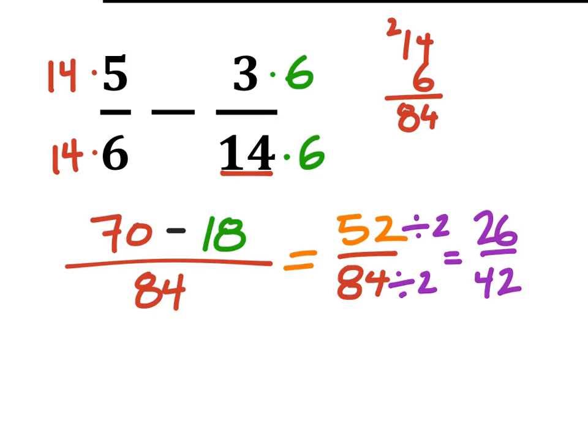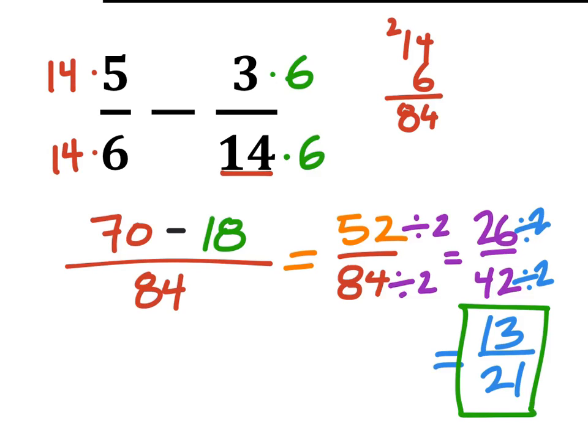So again, I can take this and divide it by 2 once again, which I will do. So I got to divide these by 2, and I got to divide these by 2. 26 divided by 2 is 13. 42 divided by 2 is 21. Now we have a fraction that is fully simplified. 13 is prime, and it has no common factors with 21. So that is the final answer on that one, 13/21.